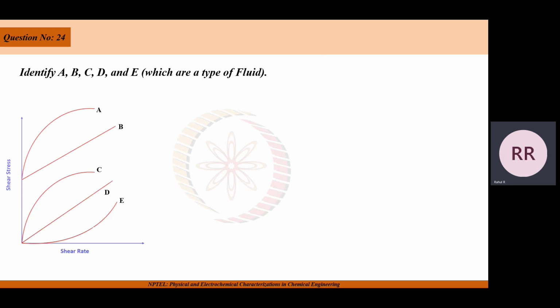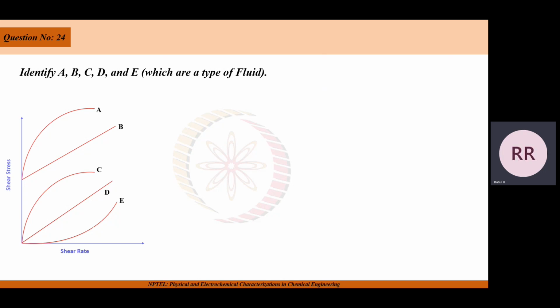That is to identify A, B, C, D, and E. These graphs represent different kinds of fluids. There is a type A where, as the shear rate increases, the shear stress increases drastically. Then at a certain point, it goes into a saturated form. There is another kind of graph, represented by B, which varies linearly, but it does not originate from the origin.